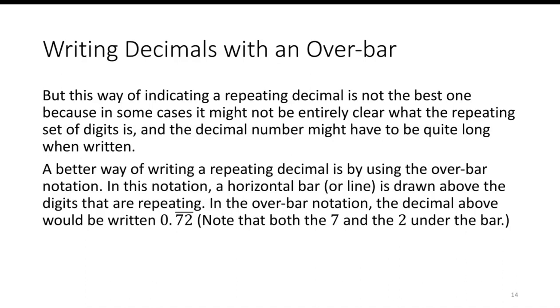And it's also true that we use the dot dot dot when it comes to the non-repeating decimals as well. So there's a source of confusion possible. A better way of writing a repeating decimal is to use the overbar notation. In this notation, the horizontal bar or line is drawn above the digits that are repeating. In the overbar notation, the decimal would be written as 0.72 with a bar over the 72. And that indicates that both the 7 and the 2 are being repeated.